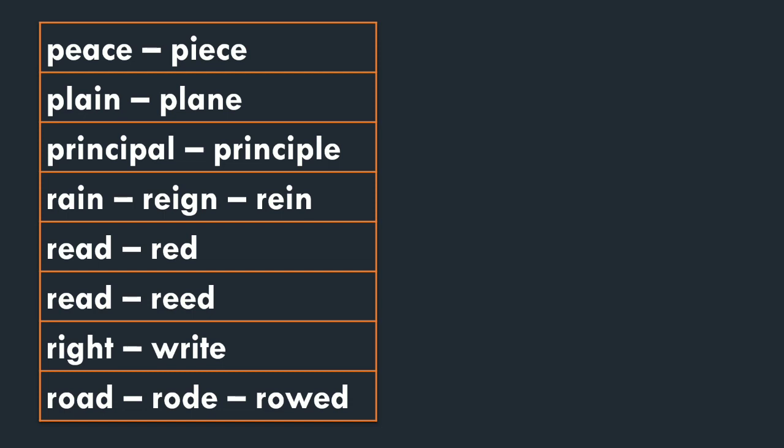Then next is road, ROAD, RODE and ROWED. ROAD means way, path. RODE is the past form of ride, meaning ride a bike or ride a horse. ROWED is the past form of ROW. So we say row a boat, so rowing. So in that sense, rowed is the past form of row.